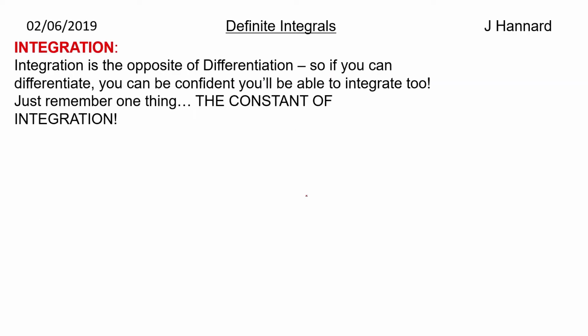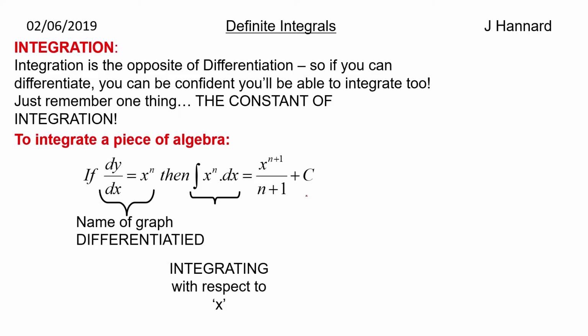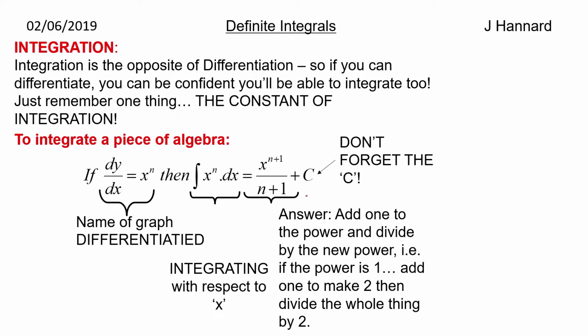So integration, we talked about this last time in the other video on integration. If you don't know how to integrate, make sure you go back a lesson on the playlist and refresh yourself with that. But essentially integration is the opposite of differentiation, so if you can differentiate, you can be confident that you can integrate too. Just remember the constant of integration. To integrate a piece of algebra, we basically add 1 to the power and divide by the new power and add a constant c. So there you go. Don't forget the c.